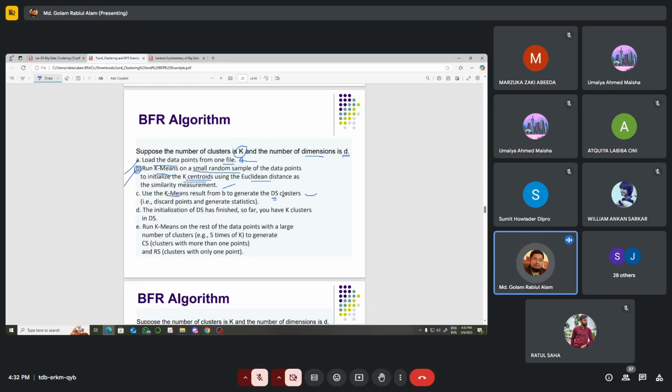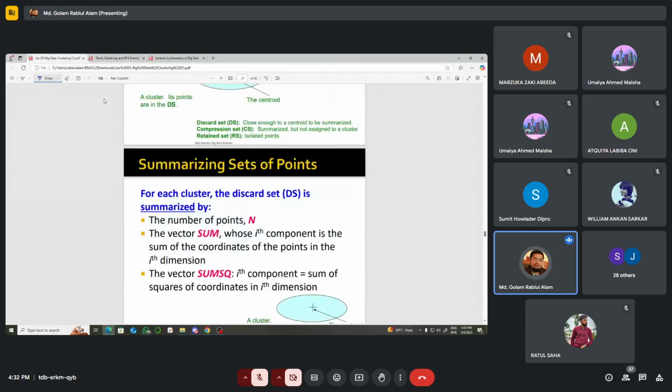And for each and every discard set, we have to have some statistics. That means we have to store the statistics for that. In our previous lecture, we also discussed what statistics we need to store in DS. That is the number of points, then the vector sum, whose ith component is the summation of the coordinates of the points in the ith dimension.